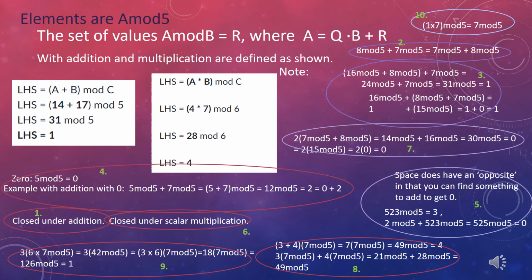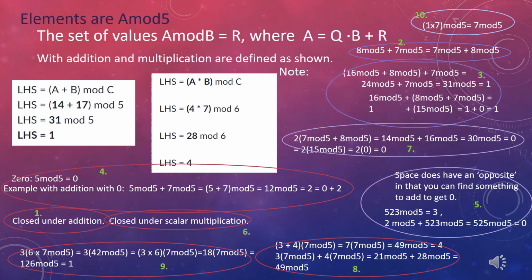28 mod 6 is 4, because you get a remainder of 4 when you divide 28 by 6. So that's how we're going to define our multiplication. With that definition of addition and that definition of multiplication, and assuming that scalars are only integers, all of the 10 axioms are satisfied.